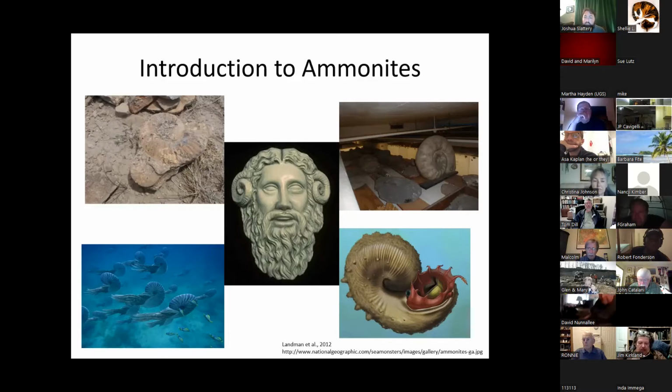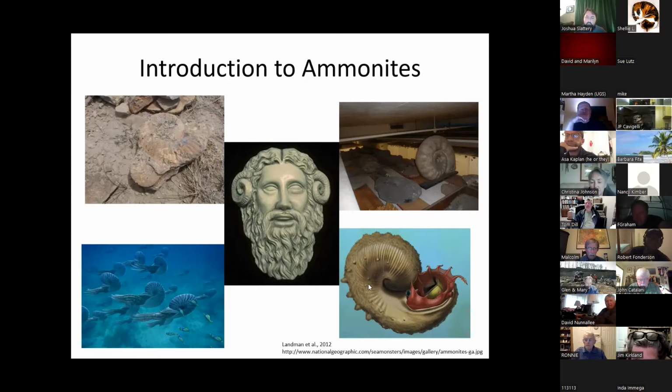Ammonites, just like other cephalopods, likely had arms and tentacles. These are reconstructions of different ammonites below. Can you see my mouse there? Is that something people can see? Anyone? Yes. Okay, good. I want to make sure you're seeing things.